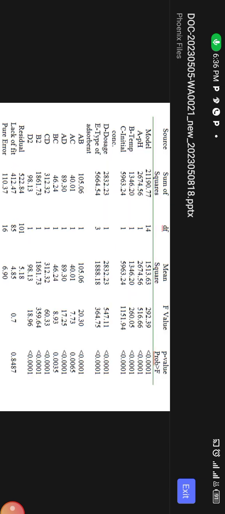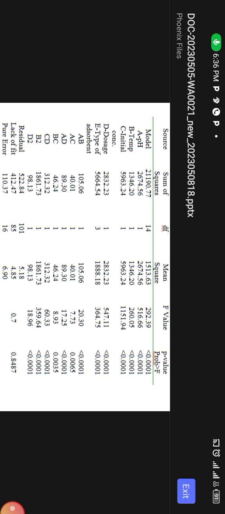This is the analysis of variance table. It displays the significant terms with their p-values. From the table, the model F value of 292.39 implies the model is significant, which means there is less than a 0.01% chance that such a large F value could occur due to noise. Every term with probability greater than F less than 0.05 indicates the model terms are significant.